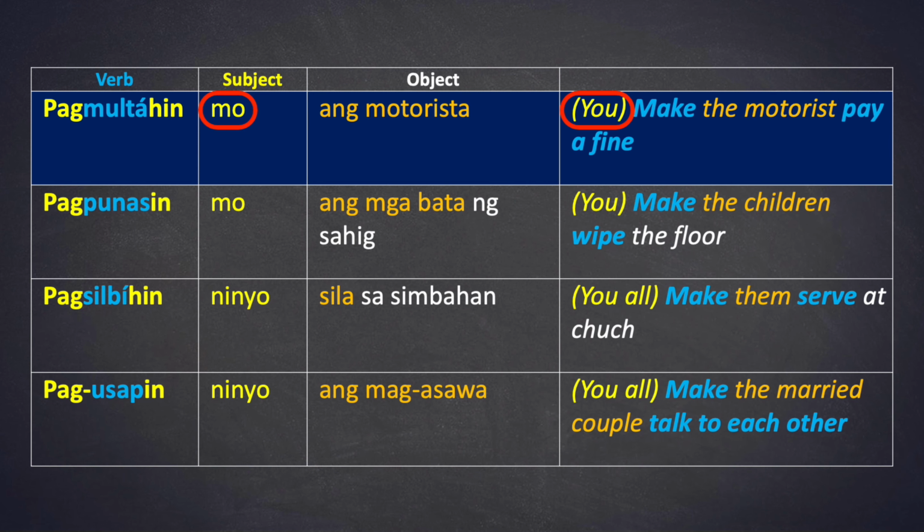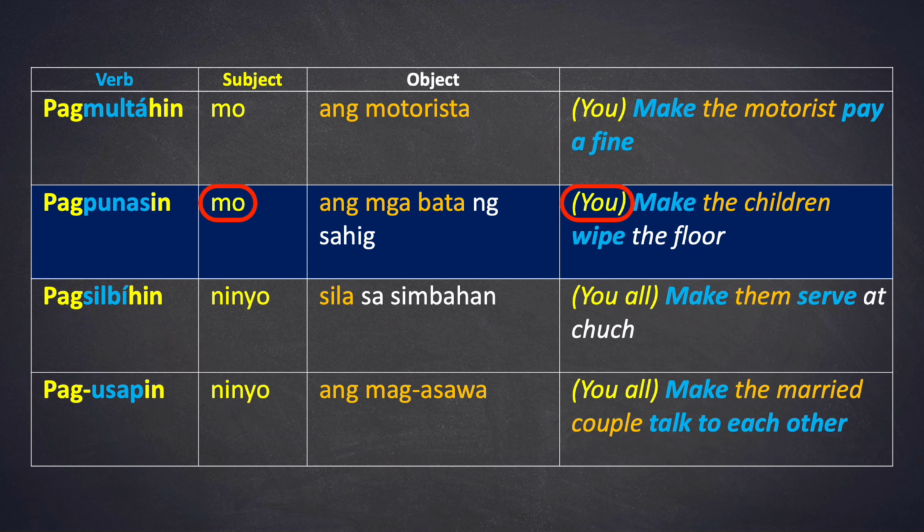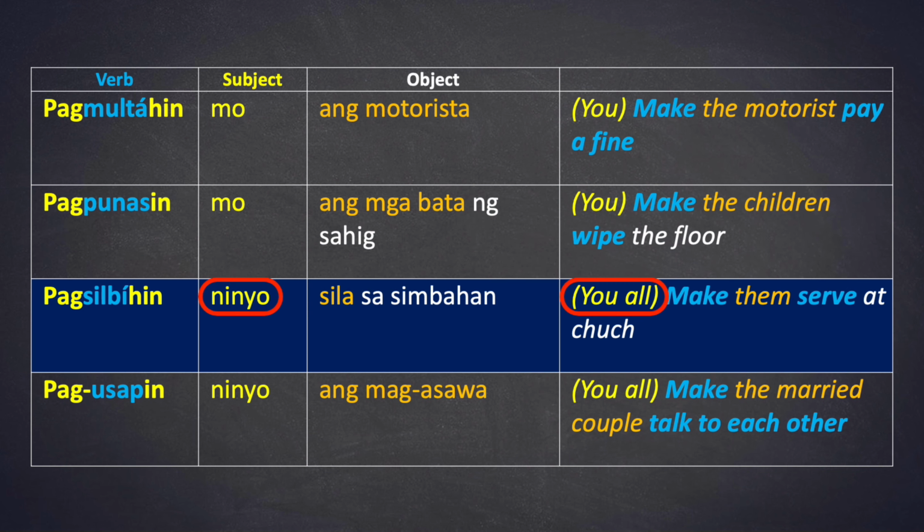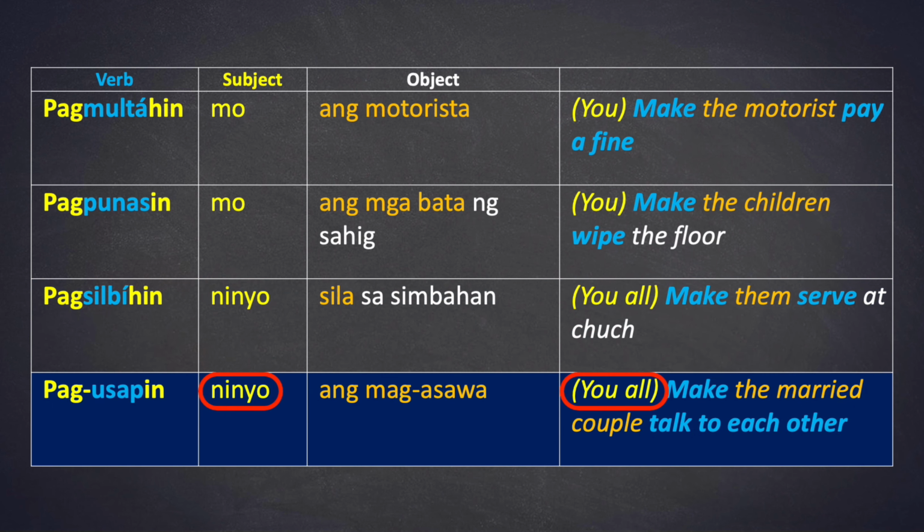In this case, the speaker is asking someone to tell someone to do something. Let's have a few more examples. Pagmultahin mo ang motorista. You make the motorist pay a fine. Pagpunasin mo ang mga bata ng sahig. You make the children wipe the floor. Pagsilbihin ninyo sila sa simbahan. You all make them serve at church. Pag-usapin ninyo ang mag-asawa. You all make the married couple talk to each other.